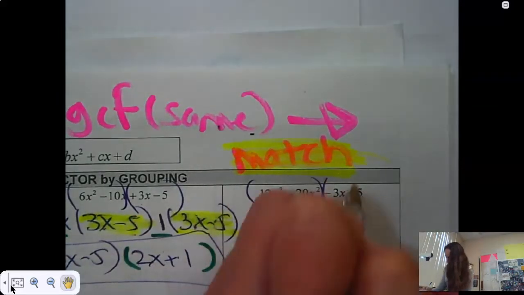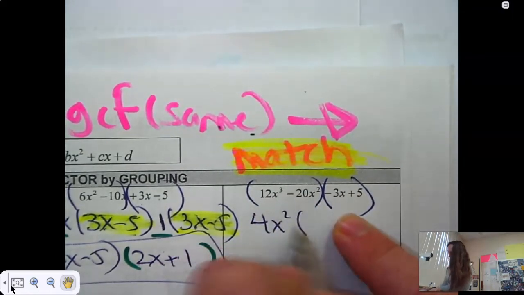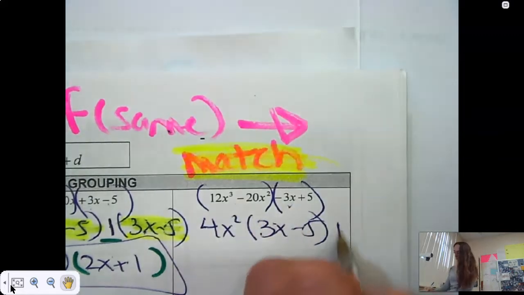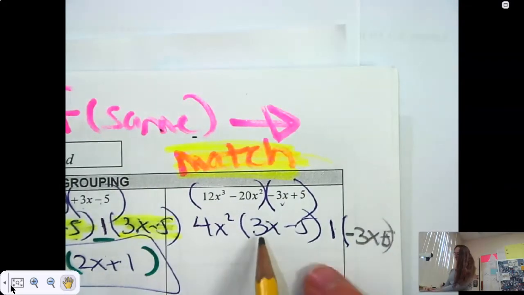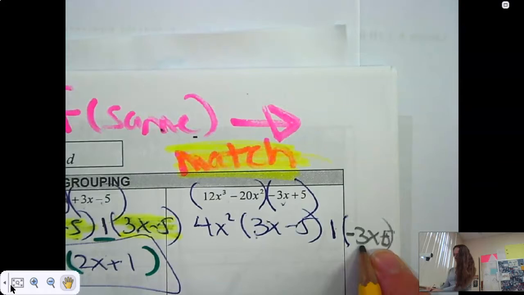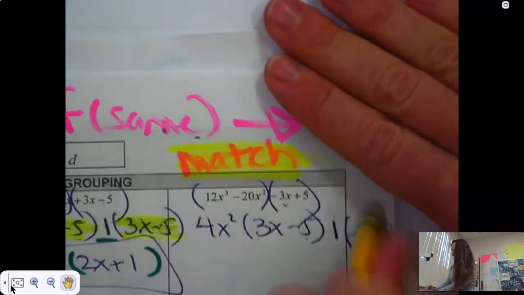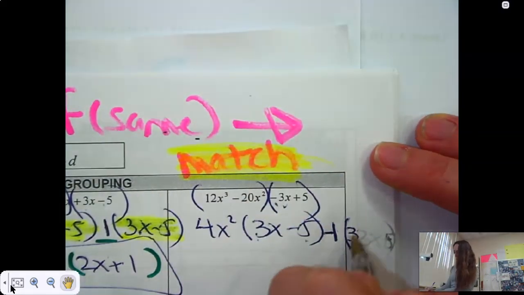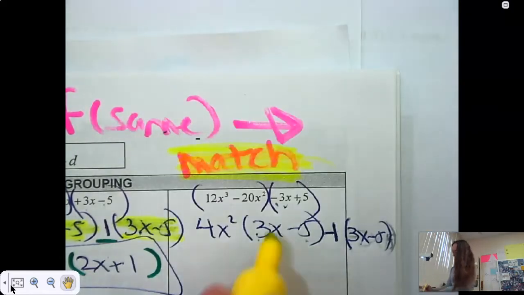Factor by grouping. Make sure you include that minus in there. Notice how they're very, very similar. So this I can take out a 4x squared, and I'm left with 3x minus 5. Now, we've established that if we take out a 1, then we're left with negative 3x plus 5. The problem is that's positive and that's negative. That's negative and that's positive, so they're not a match, but they're like the opposite match. So if I take out a negative 1, then that negative turns positive, and that positive turns negative, and then yes, there is a match.